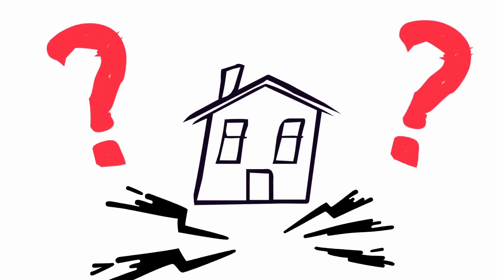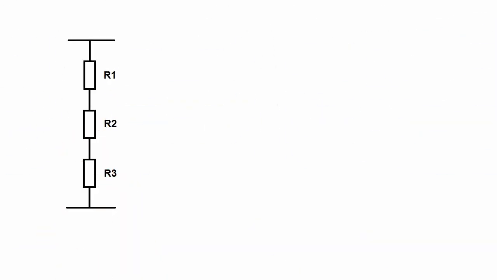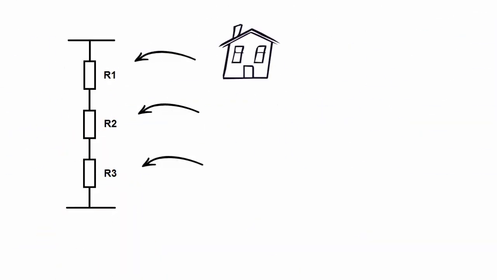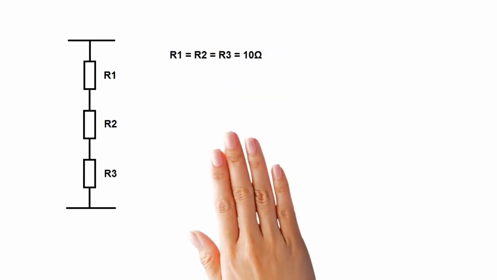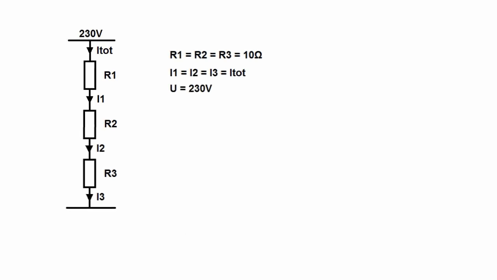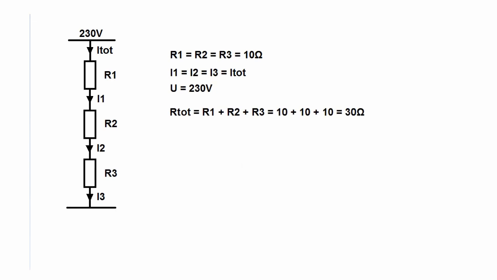I will show you how electricity is distributed in our house. Here is a series circuit. Imagine that a resistance represents a house. Each resistance is 10 ohm. The voltage of our network is 230 volts. To calculate the equivalent resistance, we add the resistances to obtain a result of 30 ohm.